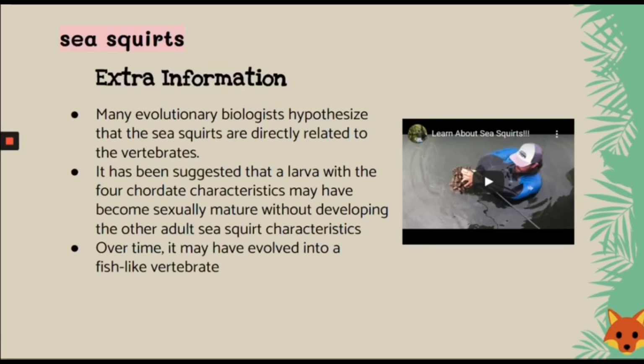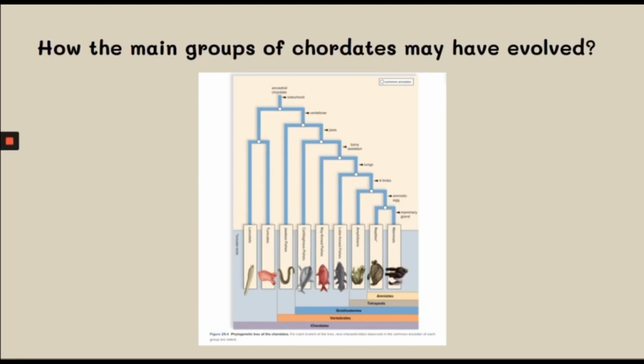Now, let's proceed to the last part of the subtopic: how the main groups of chordates may have evolved. Based on the phylogenetic tree of the chordates, chordates will evolve and become more classified animals, which are vertebrates, gnathostomes, tetrapods, and also amniotes. I think that's all from me.